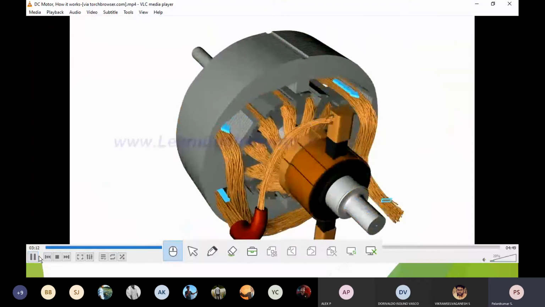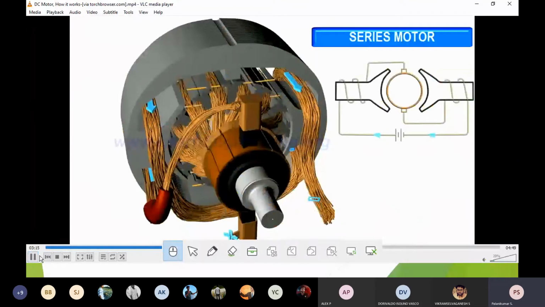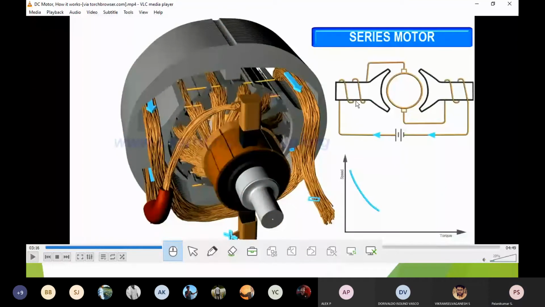Now the series motor. In the series motor, whatever the stator coil is, that is connected to the armature coil, and the armature outlet is once again connected to another coil, then it is connected to the negative terminal of the supply. So here the current is constant. The current entering the coil is the same as the current entering the armature. That is why these characteristics; they should know these characteristics.